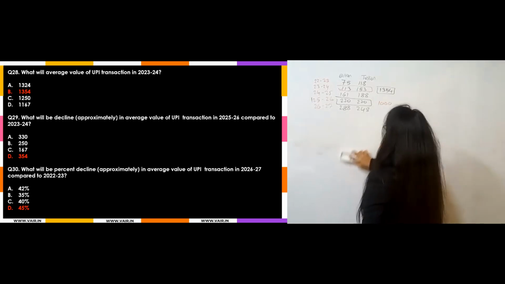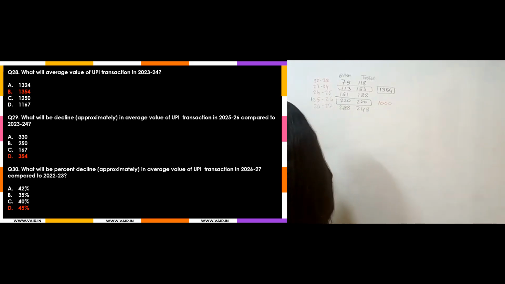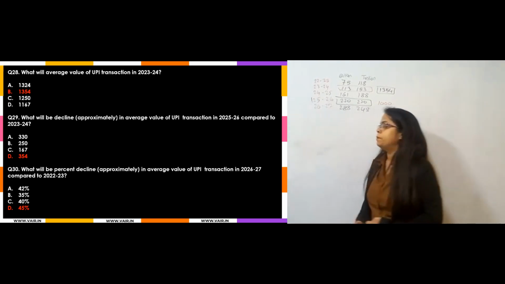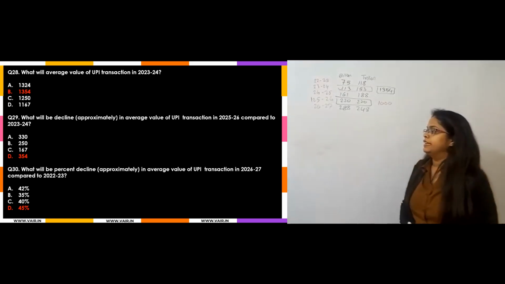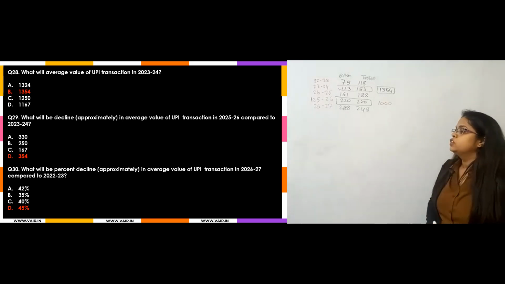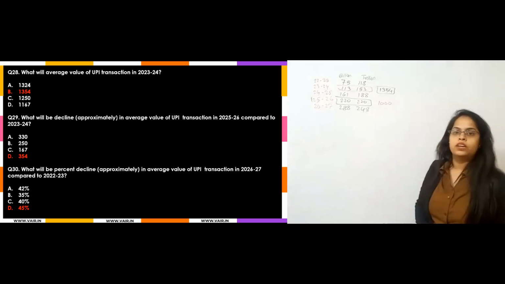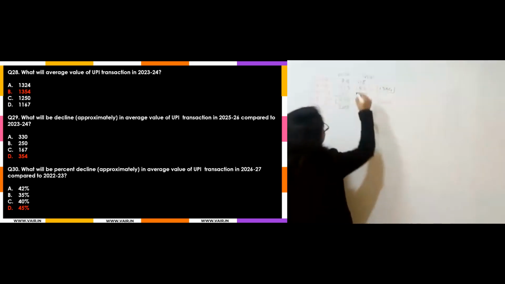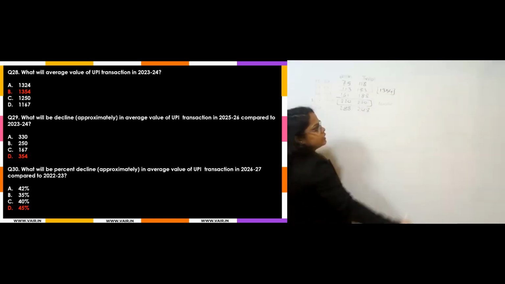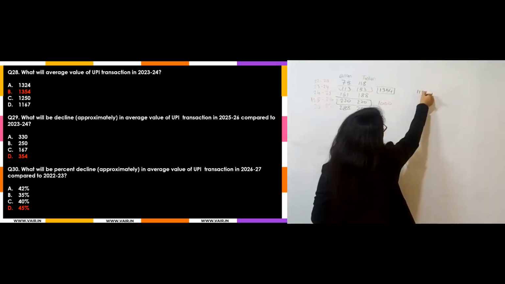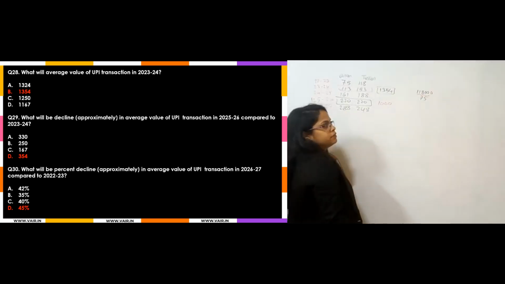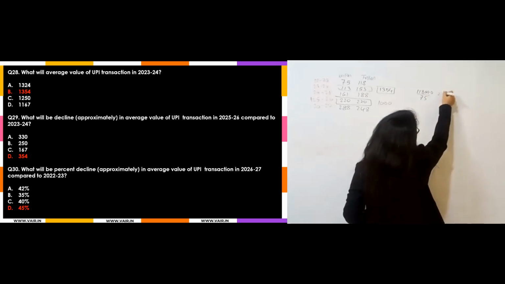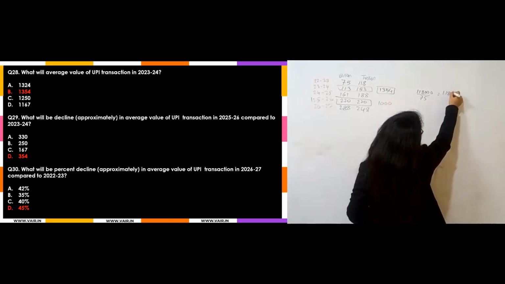So we have to assume a few things here. What are they asking? What will be the percent decline in the average value of a UPI transaction in 26-27 compared to 2022-23? So what was it in 2022-23? It is 118,000 divided by 75. What will that value be? You can write it as 1180 into 100 by 75.